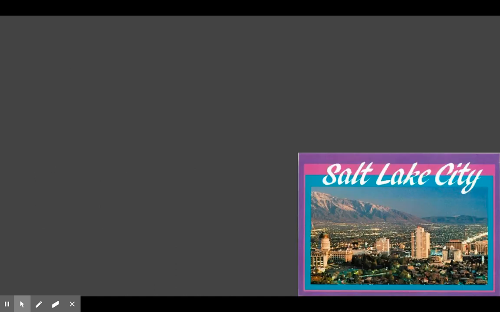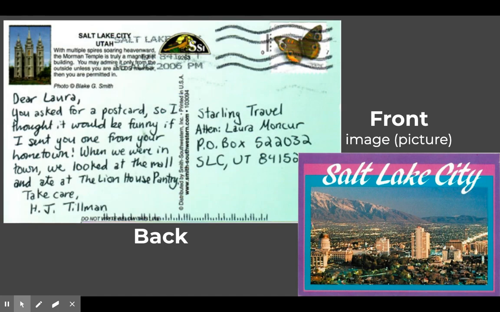Let's take a look and see what makes a postcard a postcard. The front of the postcard has some sort of picture on it. It could be a photograph, an illustration, a pattern, a design, something that catches the eye. The back side has all of the written information. You'll write your message on one side and then put the address of the recipient on the other.